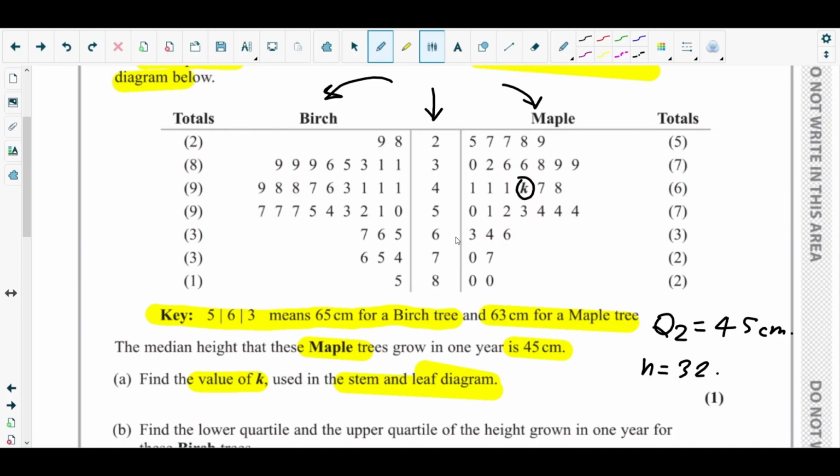How can you interpret the 16th term? It is 4 | k, which is 40 plus k, just as 6 | 3 is 60 plus 3, that makes 63. So we got the 16th term as 40 plus k. Now let's consider the median.